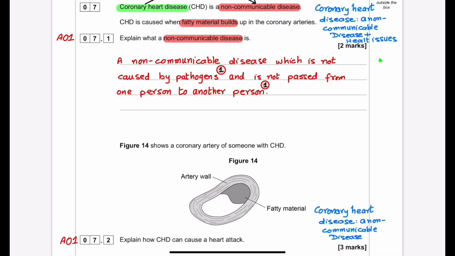So the reason is the path is narrowed. As a result, the flow of blood is restricted and less oxygen is coming. As a result, less energy is generated for the heart. Let's see the model answer for this question.